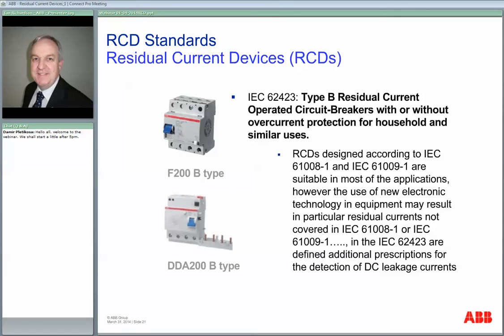With our RCDs, actually the two standards, 61008 and 61009, were written some time ago, and they actually came into being before the Type B RCD was invented. So a new standard, 62423, had to be created to cover the Type B RCD, so that's why we have that. And as you can see, they look quite the same as the other RCDs in the family. It's just a matter of looking at the particular characteristics. But internally, they are quite dramatically different. There's actually a double toroid sensing mechanism in there and quite sophisticated electronics.